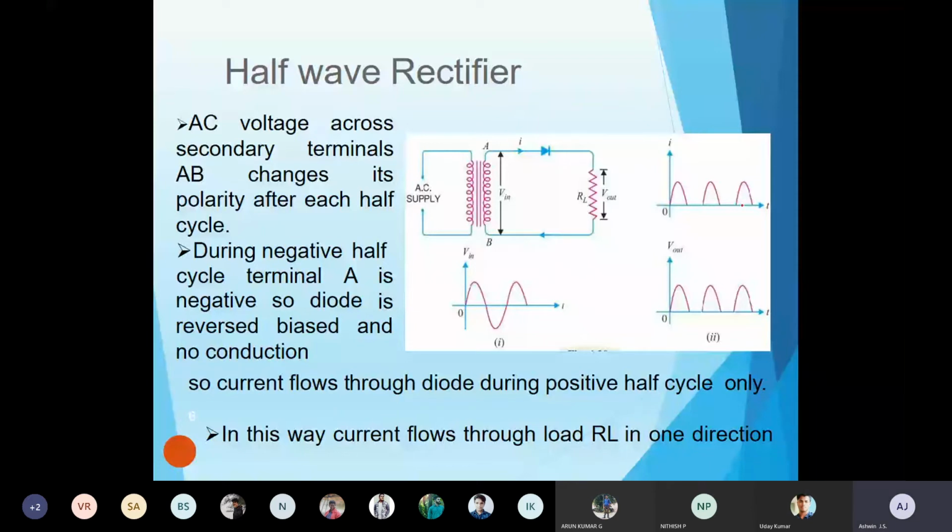Suppose I connect the diode in this direction, I will draw here. I am connecting in this direction. Here the load RL will be there, and here it's the secondary winding. So if I connect it here, I'm giving the same input, the positive half cycle and negative half cycle. What will be your output? Can anyone tell what will be your output?